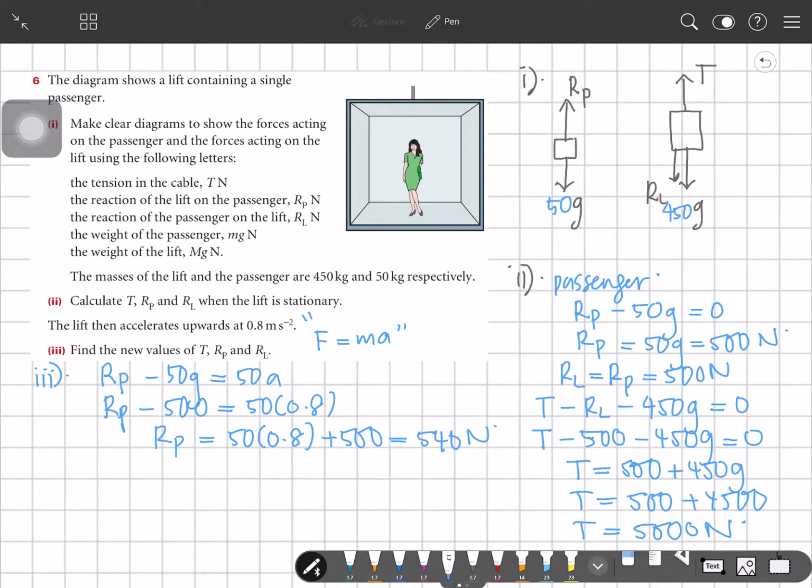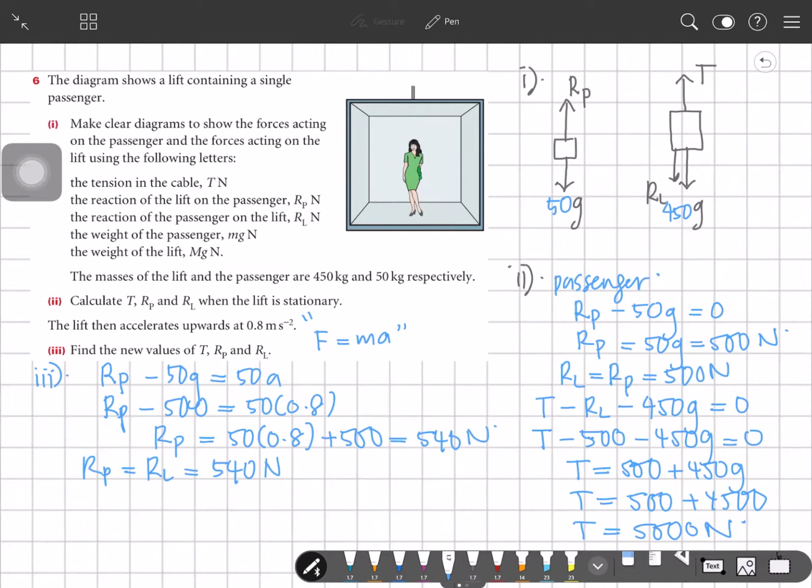And then in order to find the new R of L, we need to use Newton's third law. R of L will equal R of P. So we can write over here, R of L equal to 540 Newton also.